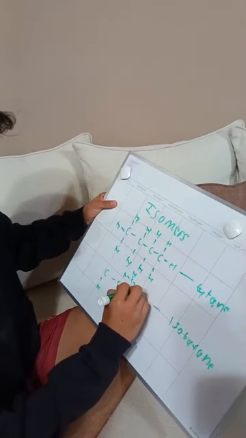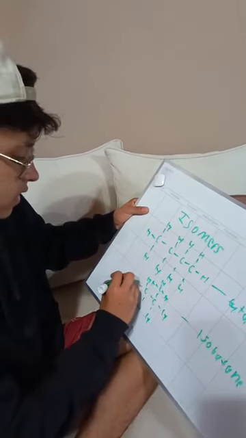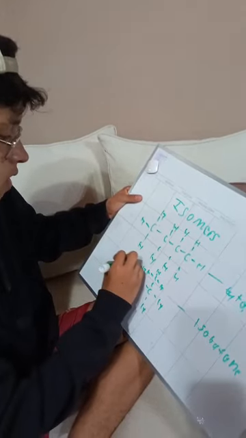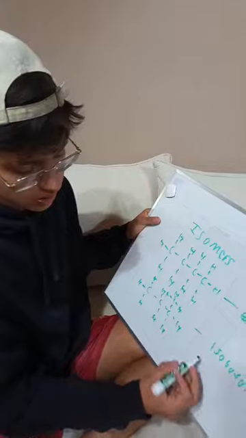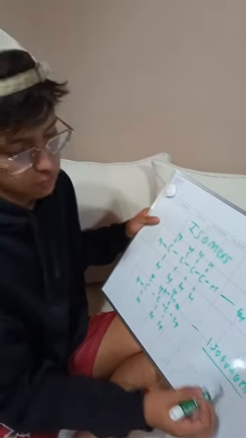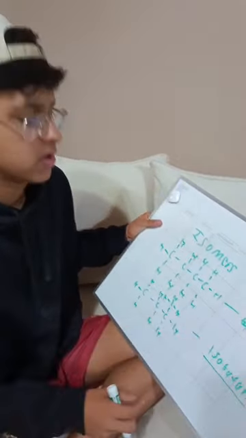There is a difference in the positioning of the carbons, but there is no difference in the number of hydrogens and in the number of carbons. And we can call this the isobutane. And if we analyze, there is a difference inside the structure.